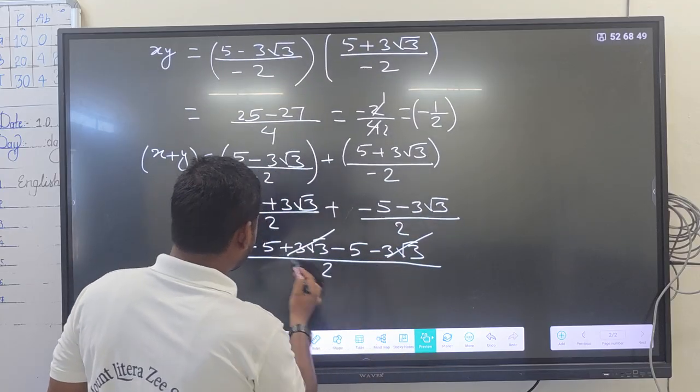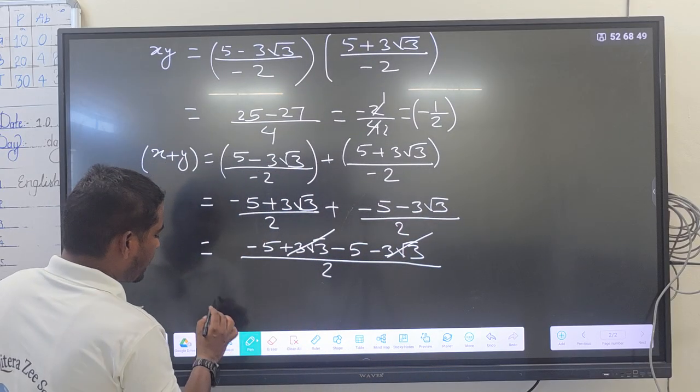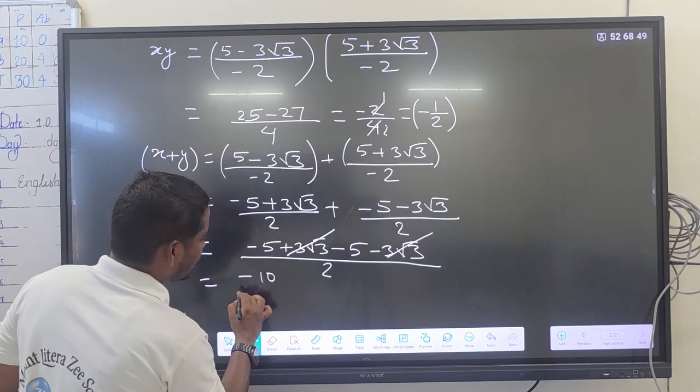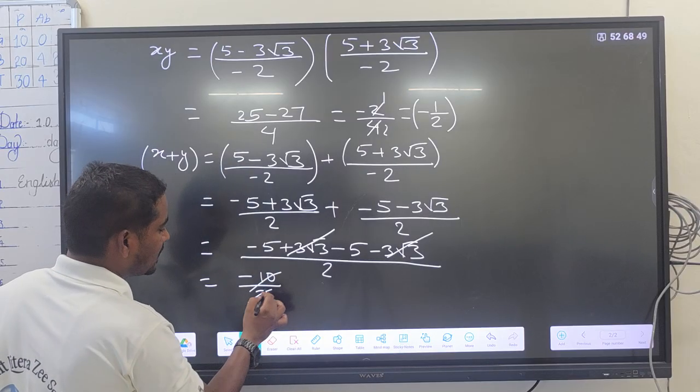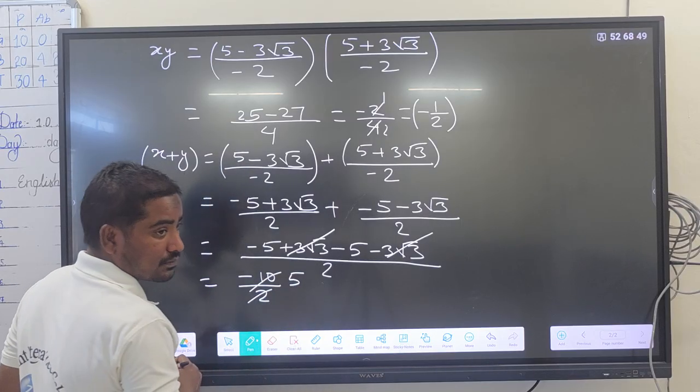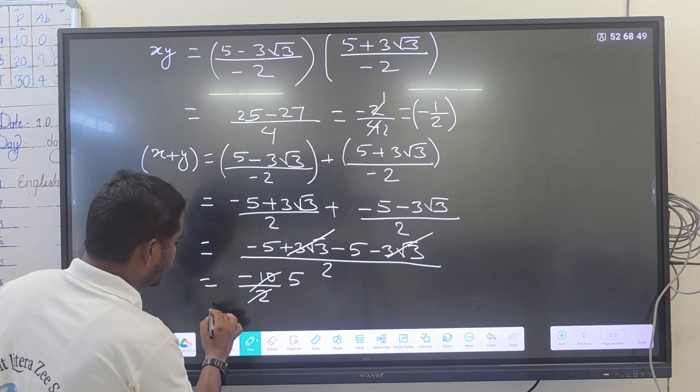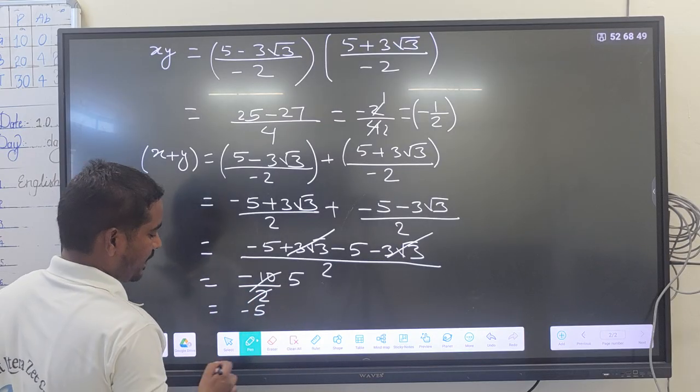How much will we be left with? Minus 5 and minus 5. Both will become minus 10 upon 2. If you simplify this, you will get 5 with a minus sign. Finally, you will get minus 5.